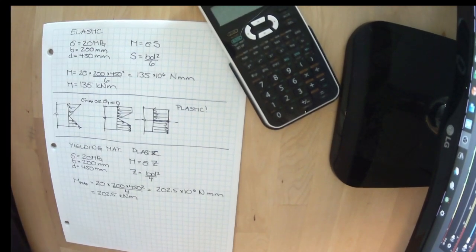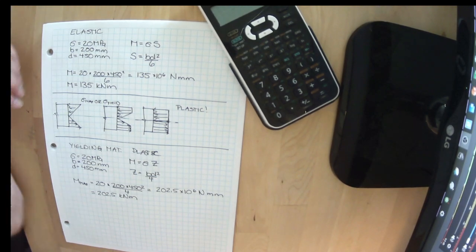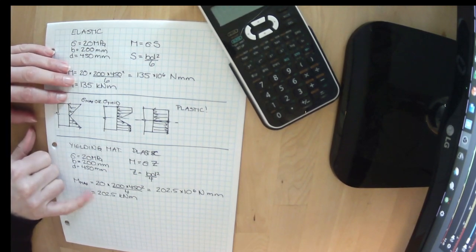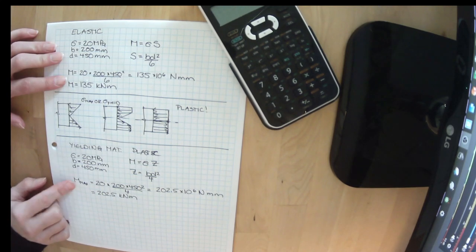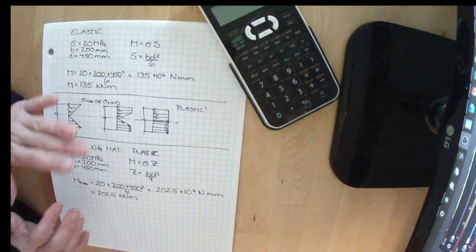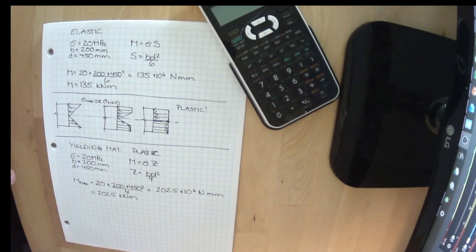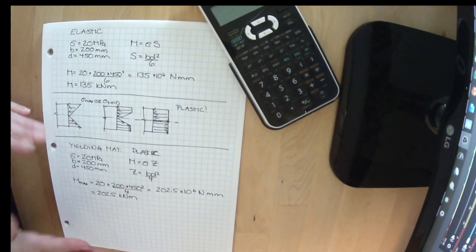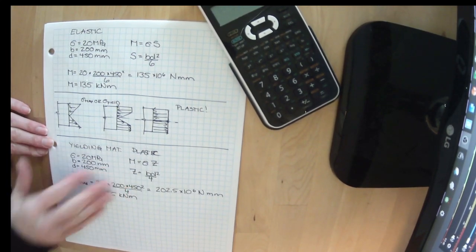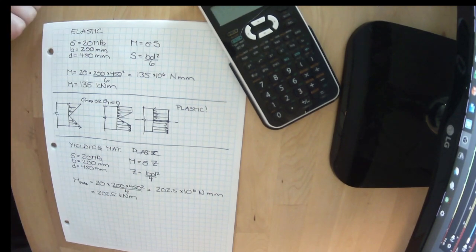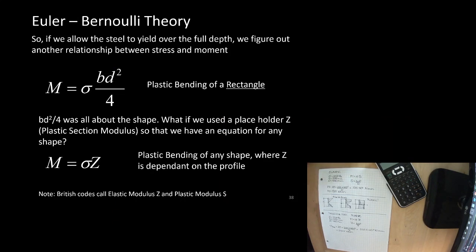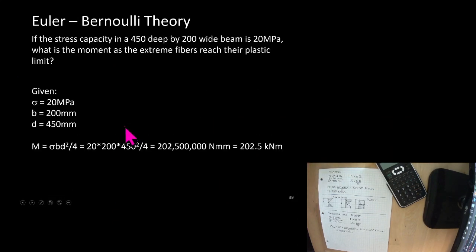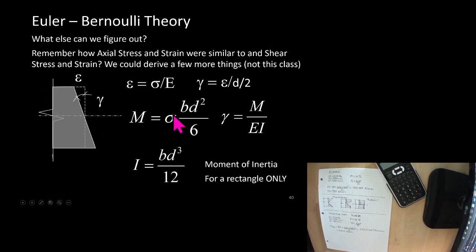So if we have a plastic material, in some situations we might let it yield just to the neutral axes. And look, we get a higher moment capacity. But remember, if this was a material that did not have a plastic zone, we would fail our material if we tried to do this. So you have to know what type of material it is before you can make a choice like this. So here's that calculated out.